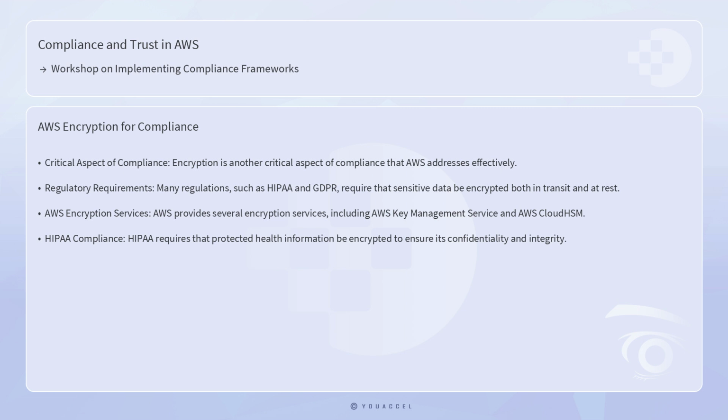Many regulations, such as HIPAA and GDPR, require that sensitive data be encrypted both in transit and at rest. AWS provides several encryption services, including AWS Key Management Service and AWS CloudHSM, which allow organizations to manage encryption keys and encrypt data without compromising performance. For example, HIPAA requires that protected health information be encrypted to ensure its confidentiality and integrity. By utilizing AWS KMS, organizations can create and manage cryptographic keys, enabling them to encrypt PHI stored in AWS services like Amazon S3, RDS, and Redshift.